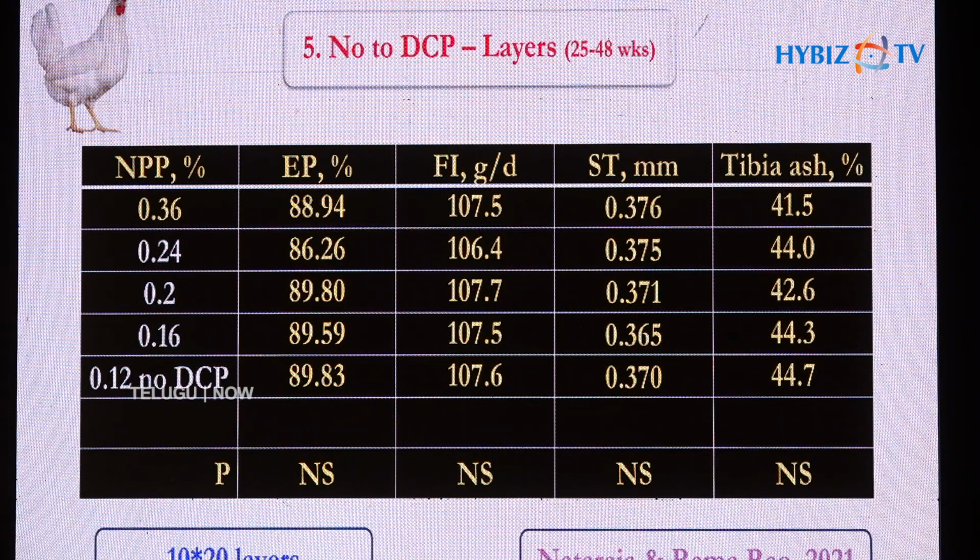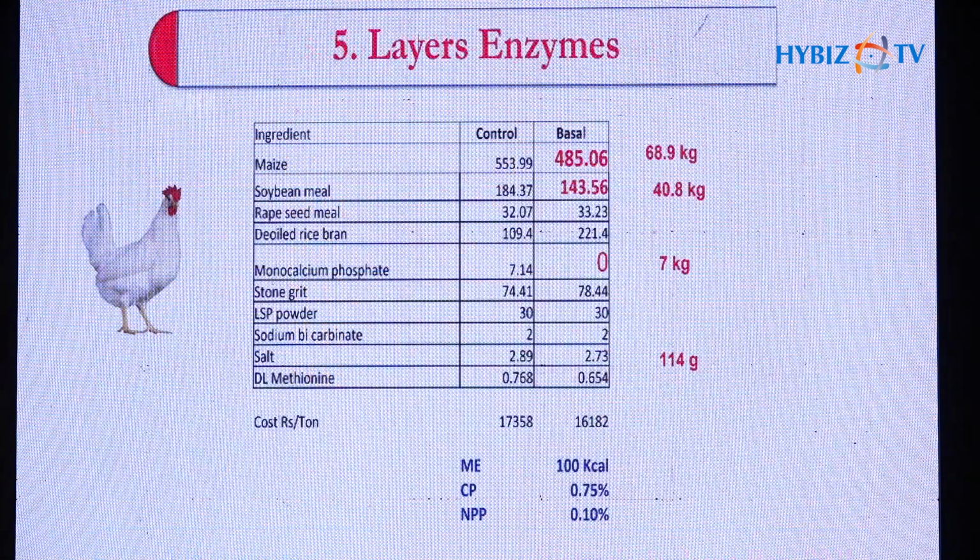The results clearly demonstrated that egg production, feed intake, shell quality and tibia ash, none of the parameters were significantly depressed. Rather, it maintained the same. Particularly, I give emphasis here to 0.12% non-phytate phosphorus, which has no DCP. With phytase, we could get equal performance in terms of egg production, feed intake, shell quality, as well as tibia strength.